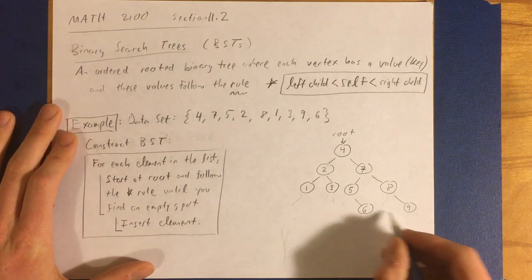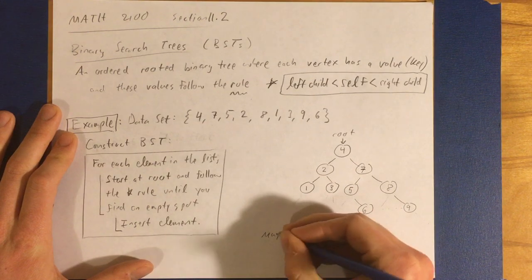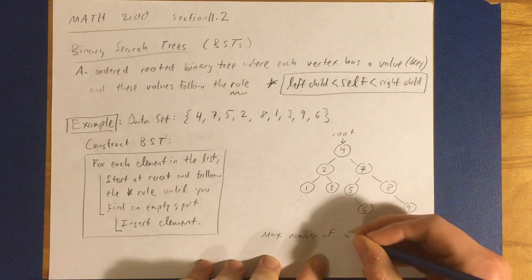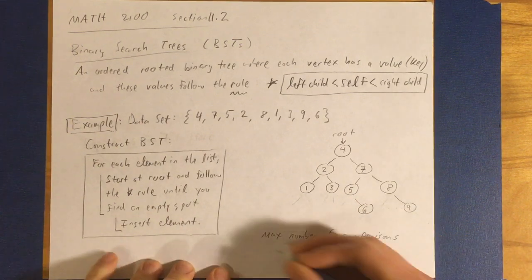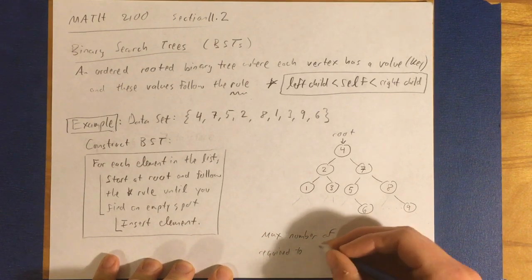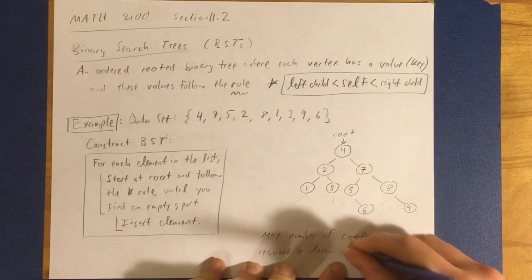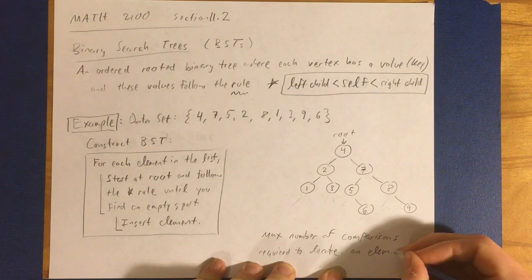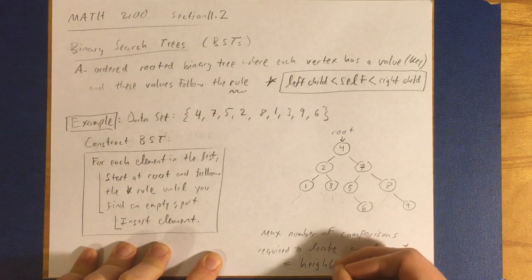The maximum number of comparisons you could need to make is equal to the height of the tree. So the max number of comparisons required to locate an element equals the height of the tree.